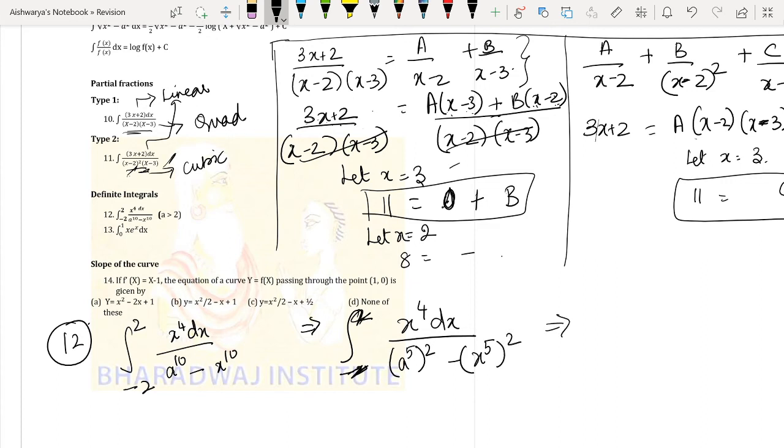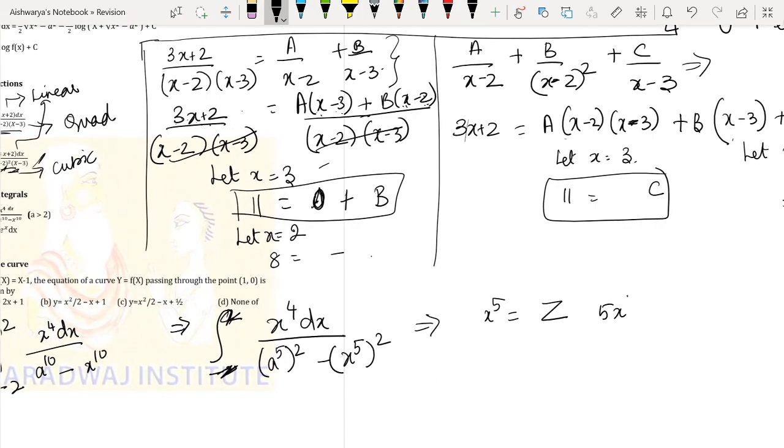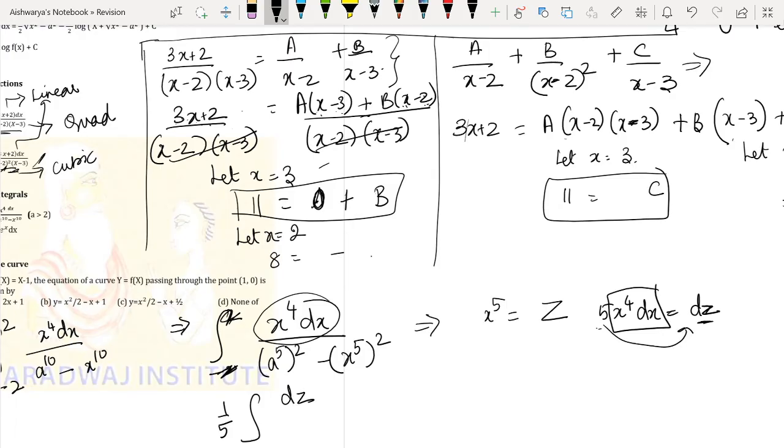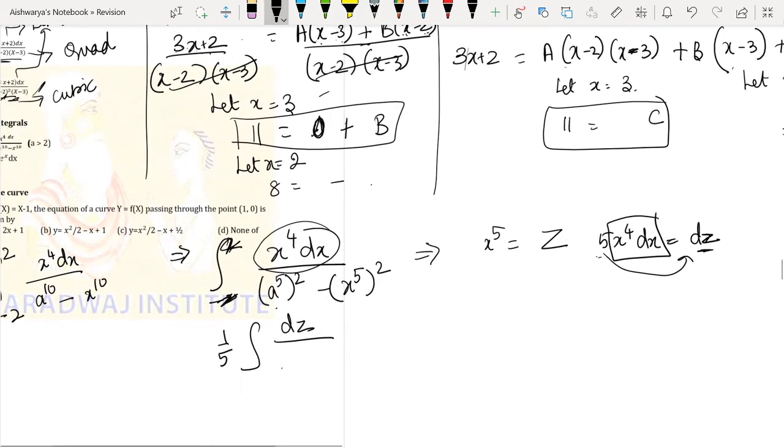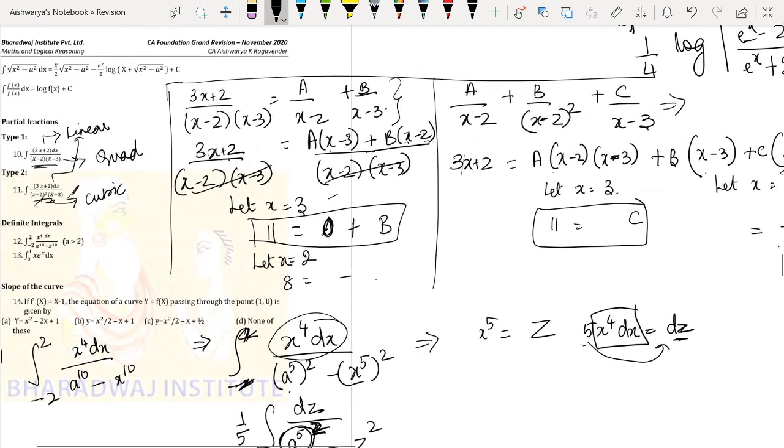Okay, then we will do a substitution. We will say x power 5 is equal to some z, then it will become 5x power 4 dx is equal to dz. Okay. Now this part you are already having in the question, so substitute this part with dz. But there is a 5, so that 5 when it comes to this side will become 1 by 5. So numerator will become dz. Denominator you keep it as it is, a power 5 the whole square. So your a term is a power 5. Here x power 5 has become z, so you have got z square. So this is equivalent to a square minus z square.